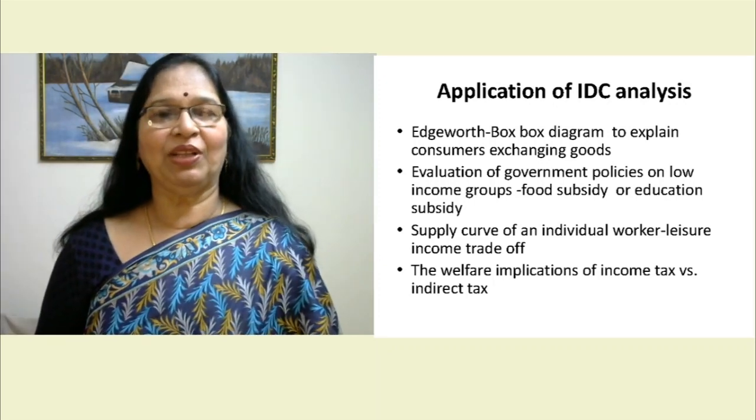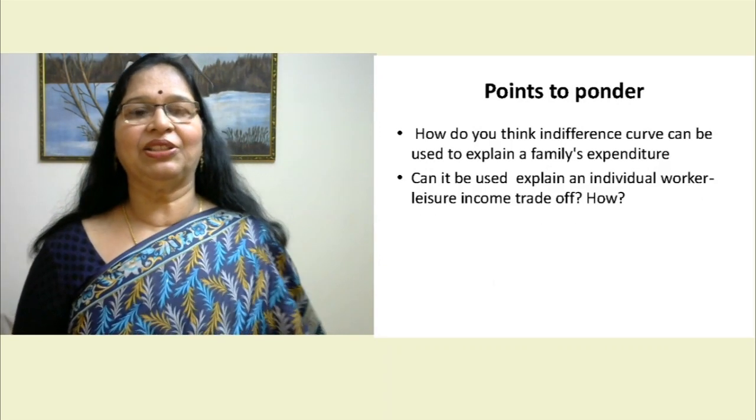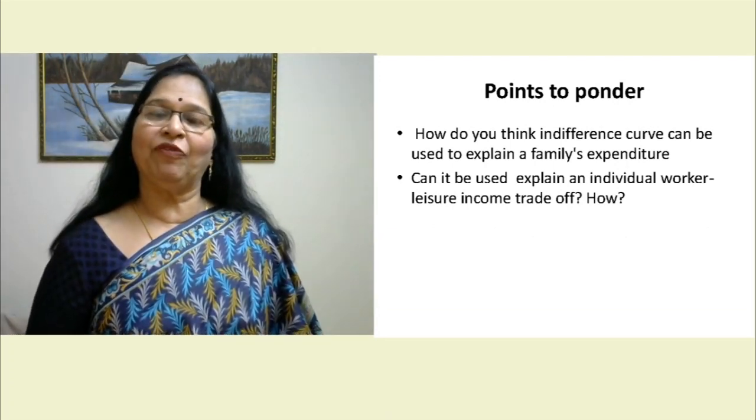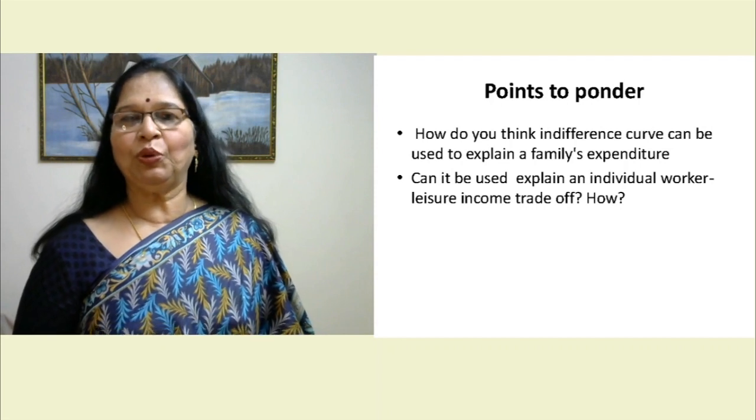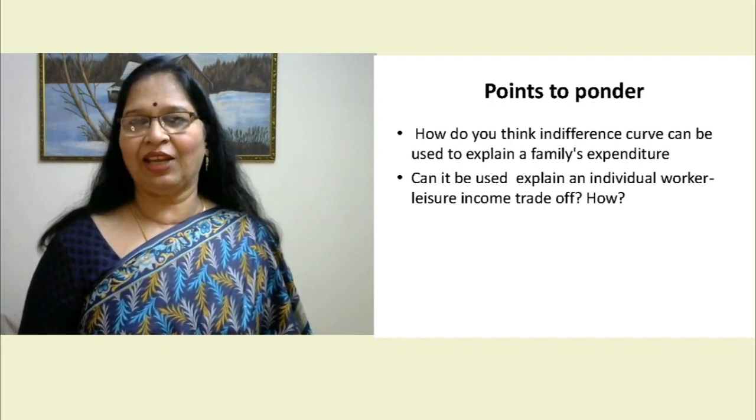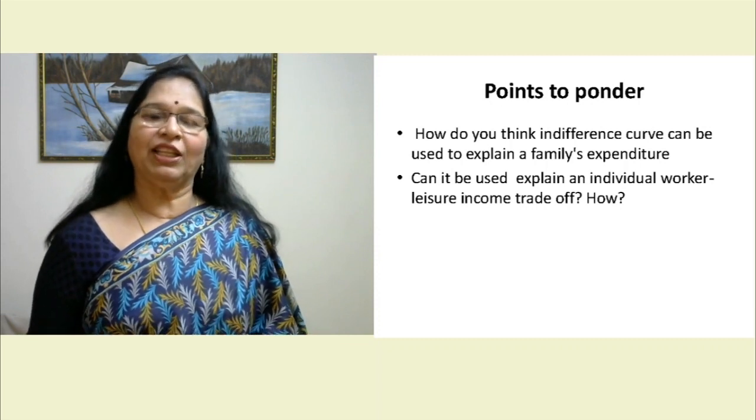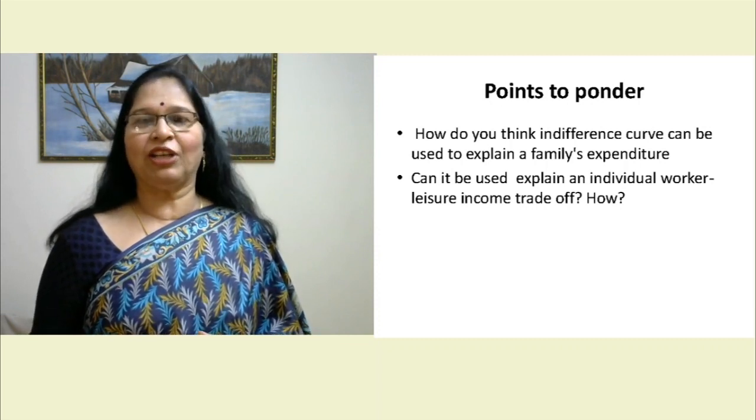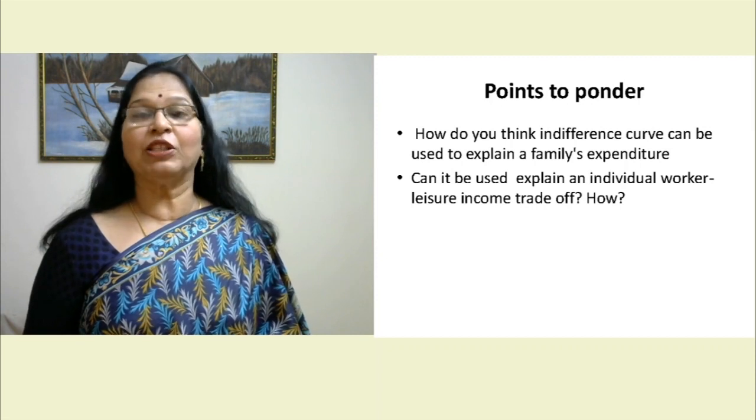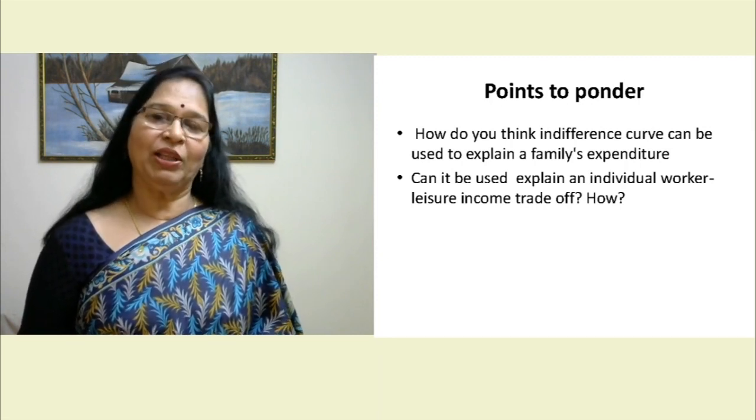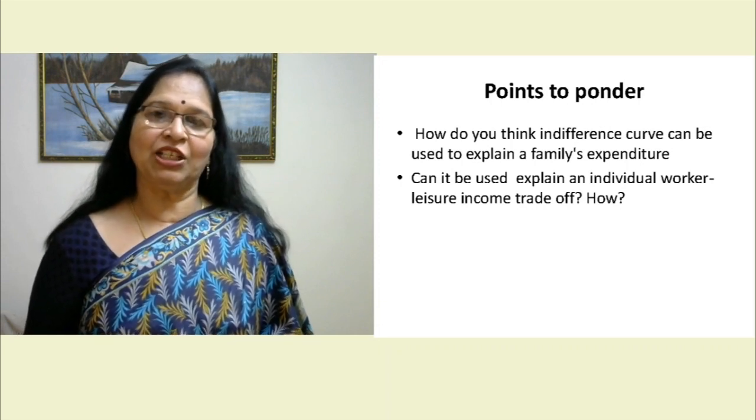So let me come to the last part of the session. How do you think indifference can be used to explain families' expenditure? What would you like to put on the vertical axis and on the horizontal axis, and try and see, if the price of the one that you put on the vertical or horizontal axis falls, how will the family keep adjusting to that new change? How will the family, as a consumer, do it?